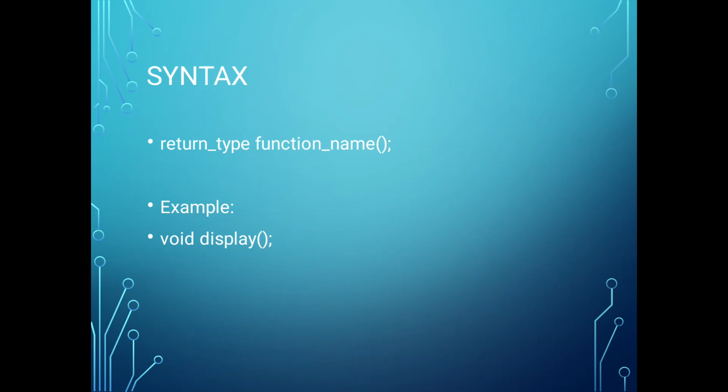For example, void display is our function. So here it says that display is the name of the function and void is its return type. It means our function will not return any value.